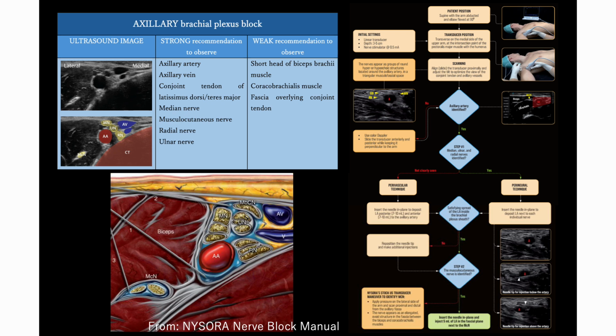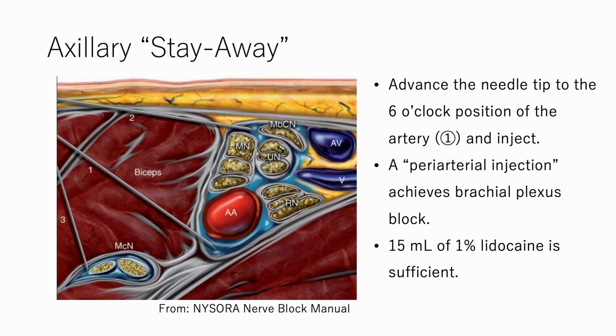As shown in the lower right image, could repeatedly moving the needle tip around the artery increase the risk of puncture-related complications? Now, let us look at the axillary stay-away strategy. This means performing only the first needle pass, as shown in this image. The needle tip is advanced just beneath the axillary artery, at the so-called 6 o'clock position. A single periarterial injection at this site provides effective brachial plexus blockade.